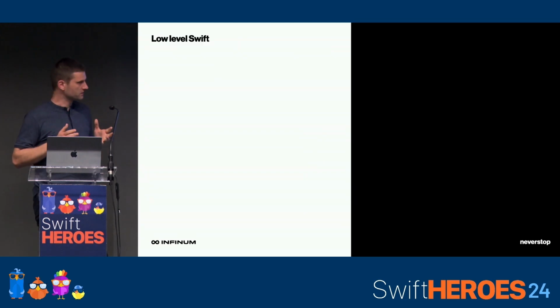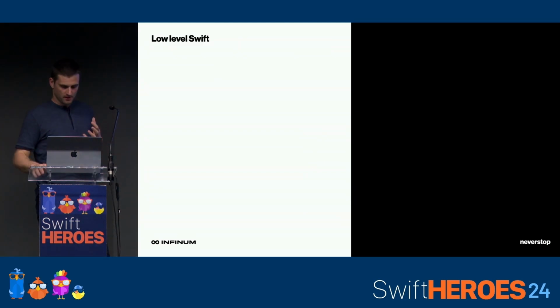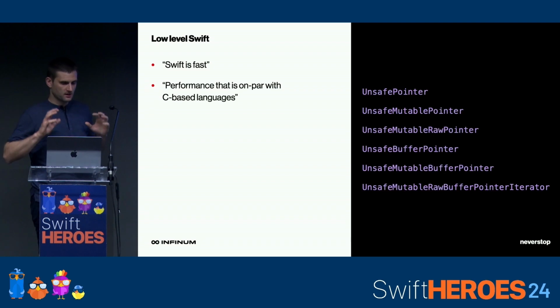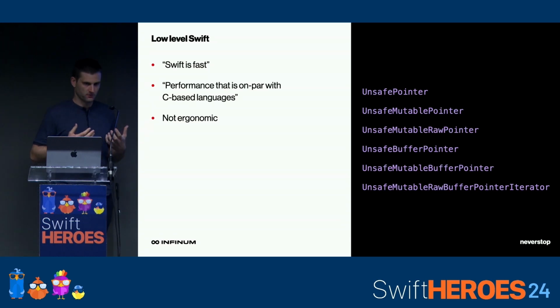Now, the story with low-level Swift is somewhat more complicated. Apple has always advertised Swift as a fast language. They say that its performance is on par with C-based languages. And that is to a great extent true, but in many cases it is also not true. Under some special circumstances, when you really need to tune performance, you need to drop down and use a set of unsafe APIs. And this is not very ergonomic to use, and when choosing Swift for your low-level project, it doesn't make Swift very attractive compared to already established programming languages for those platforms.